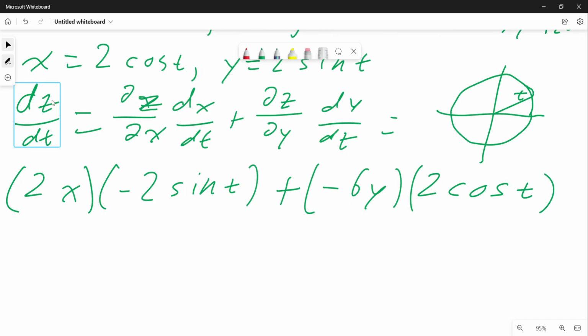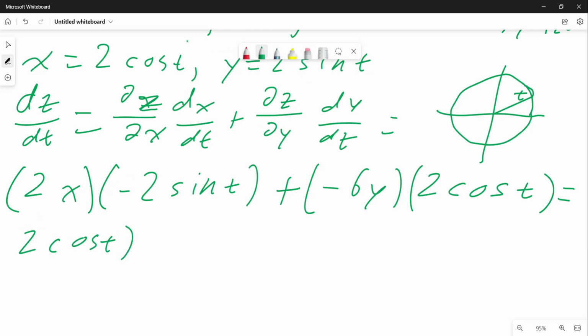Now, we were asked for dz/dt, so it's not really good to have all these x's and y's in there if we can write them in terms of t, which we can. So we're going to go ahead and substitute, so we'll have only t in our answer. So we'll have 2 cosine of t.